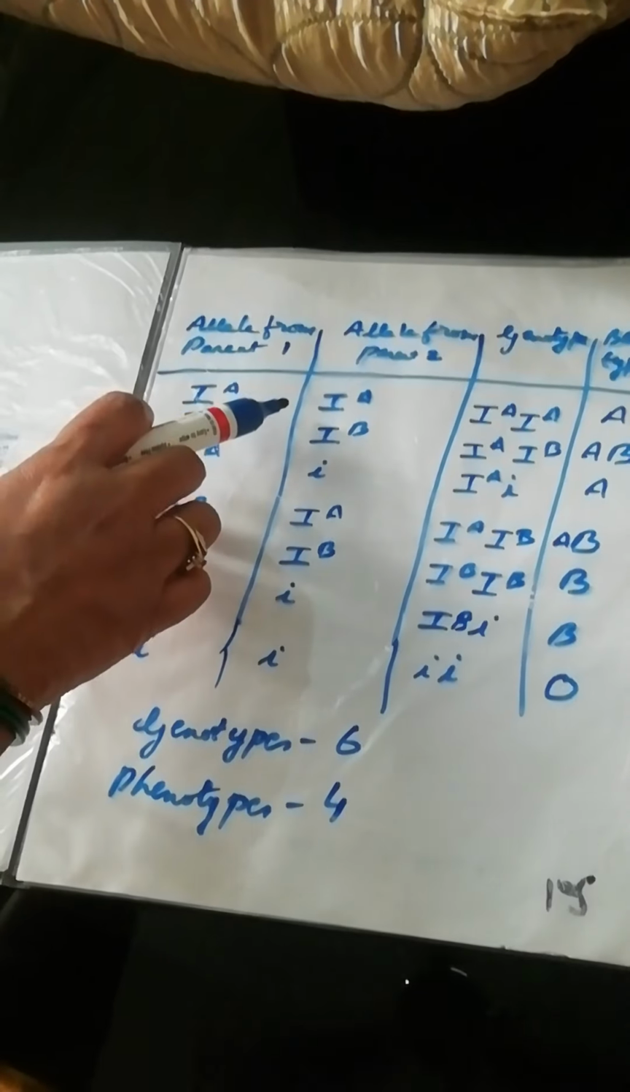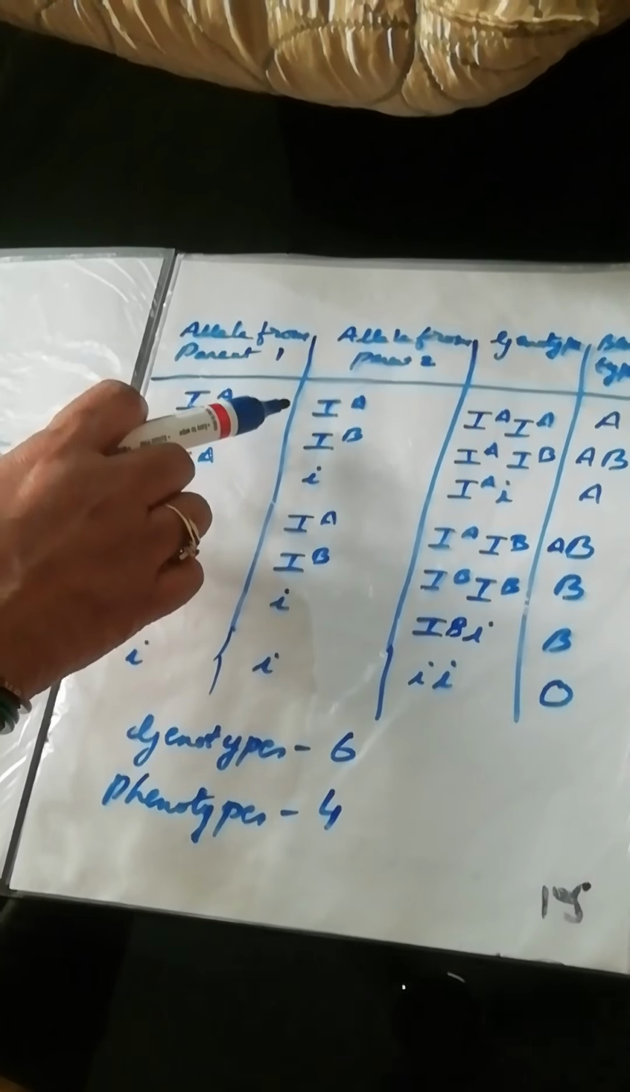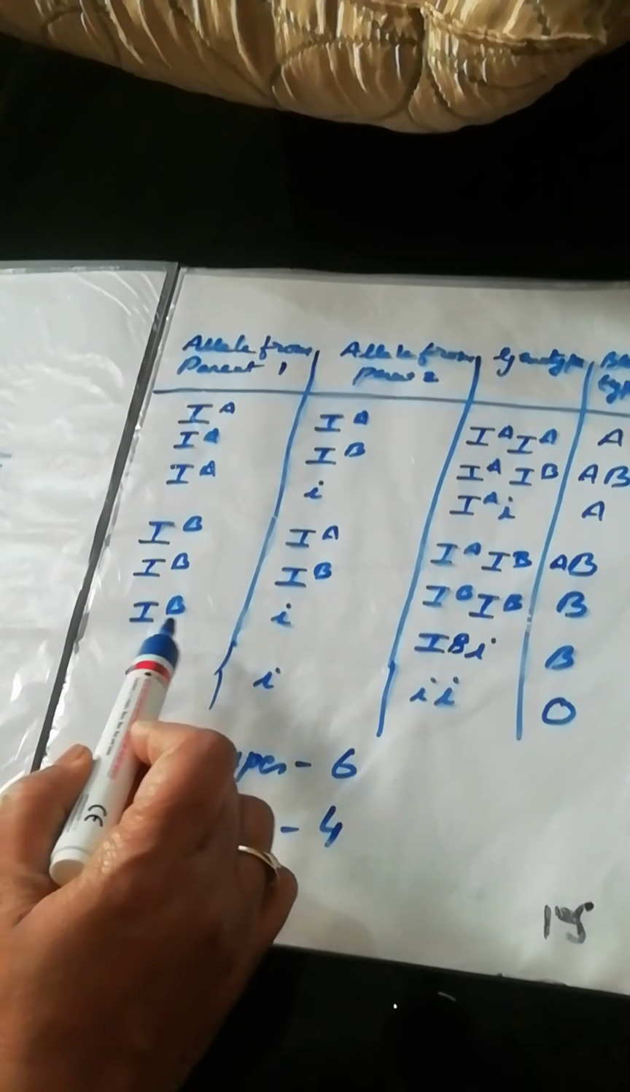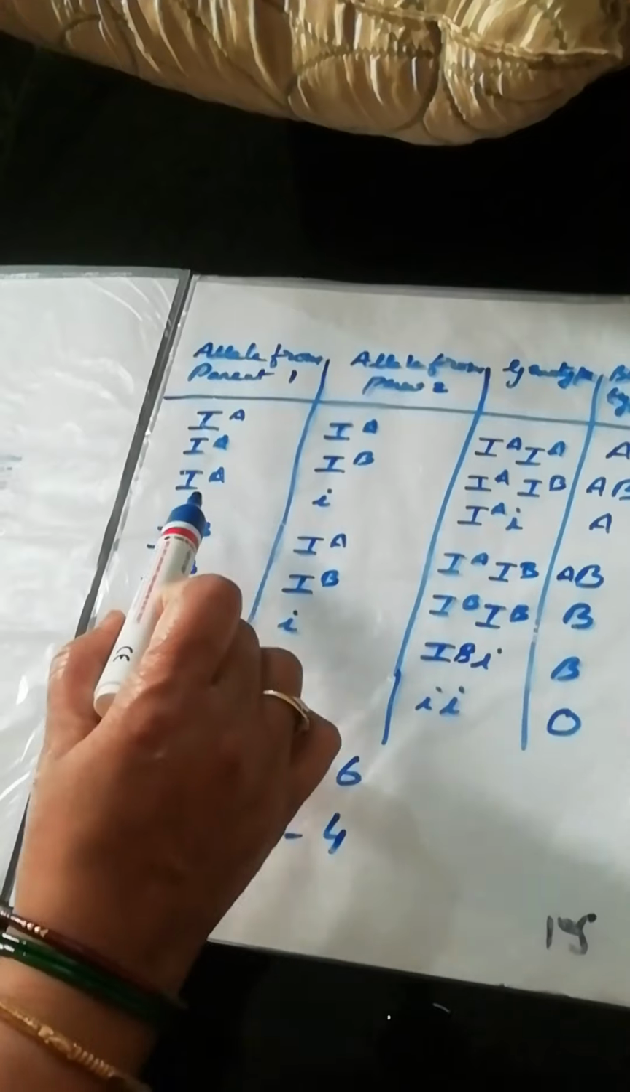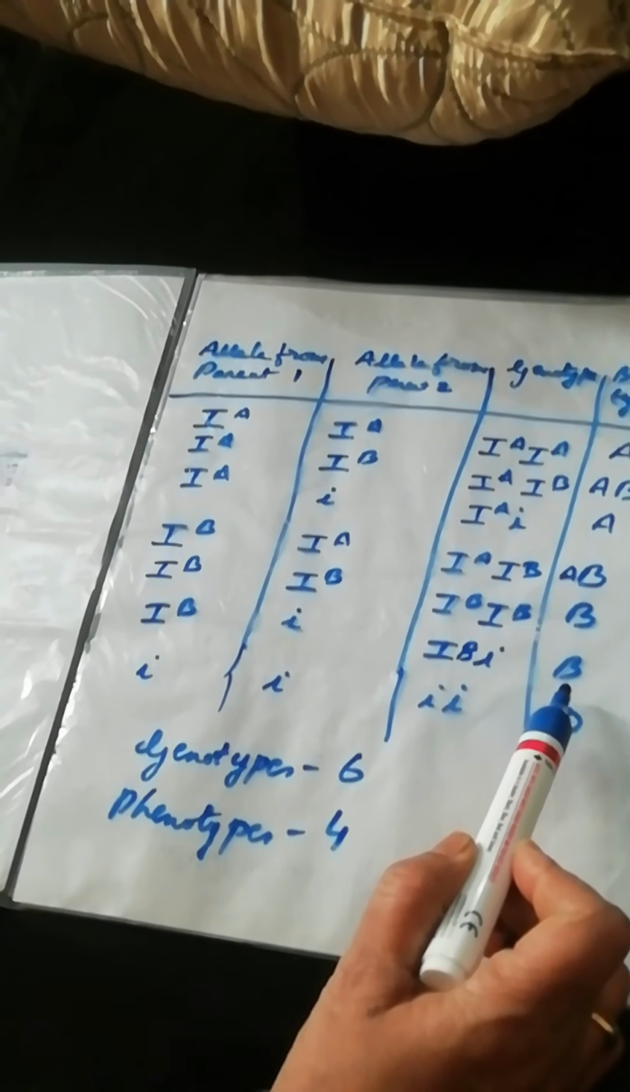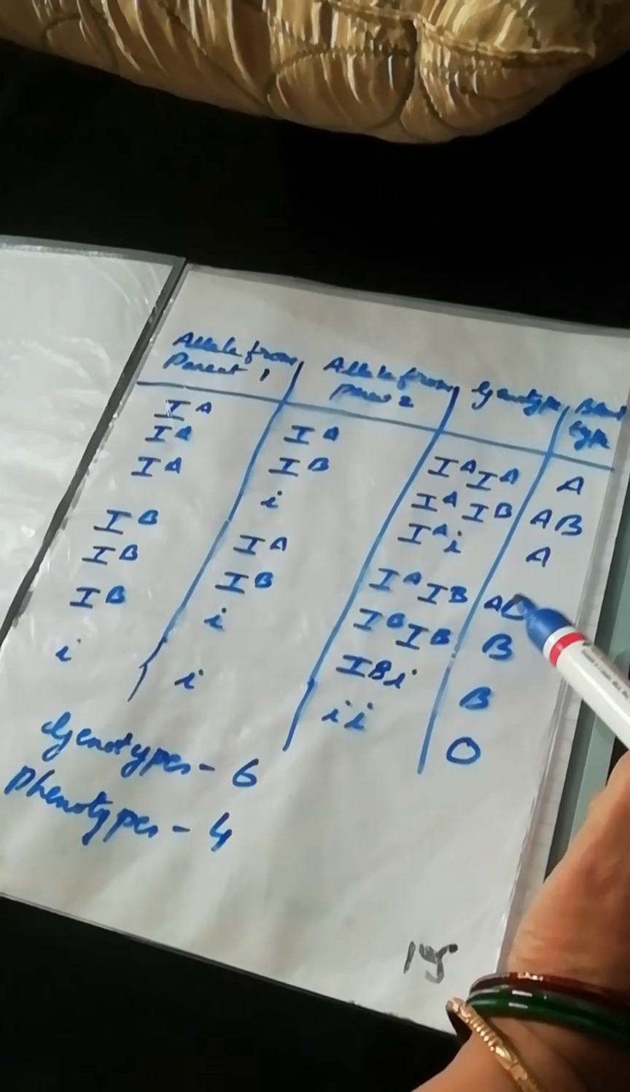Have you noted this? When they are present independently, IA is present with i or IB is present with i, then they are completely dominating this small i. In this genotype and here in this combination you can see it is completely dominating. But if the two are present together, like here IA, IB, then both are expressing their effect and the blood group is AB.